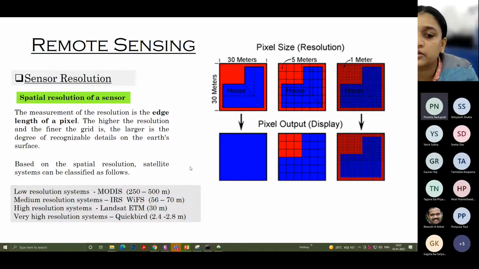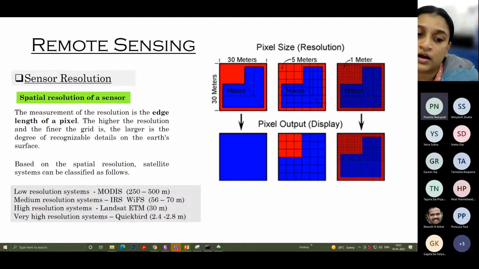So based on the spatial resolution, satellite systems can be classified as follows. There could be very low resolution satellites, like MODIS, which has 250 to 500 meter data captured within a pixel. Then there are medium resolution systems which capture 50 to 70 meter data. Then there are high resolution systems like Landsat, which you may be using in your analysis part. It covers 30 meters of data.